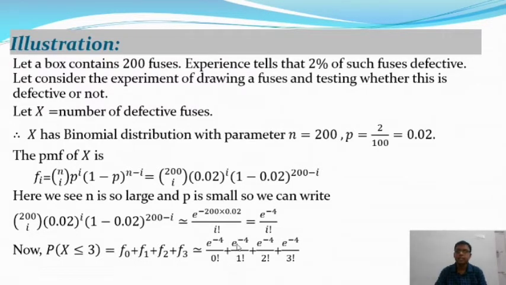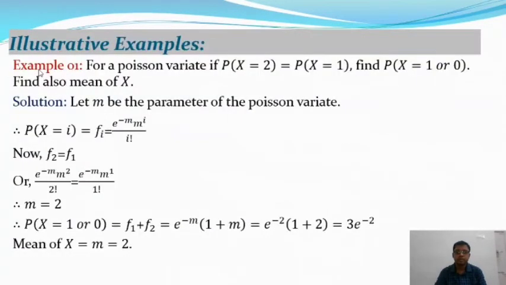So this is the example of a binomial approximation to the Poisson distribution, where n is very large and p is a very small quantity. First of all, we are going to take example number 1. For a Poisson variate, if the probability of x equal to 2 is equal to the probability of x equal to 1, find the probability of x equal to 1 or 0. Also find the mean of x, that is the random variable.